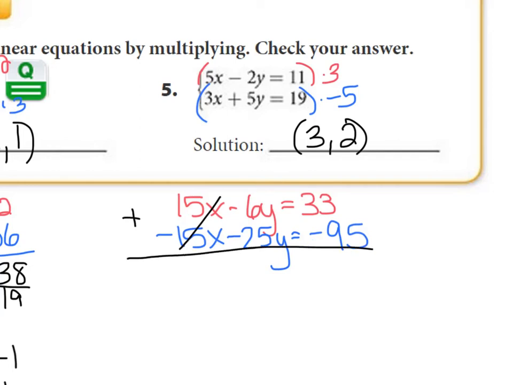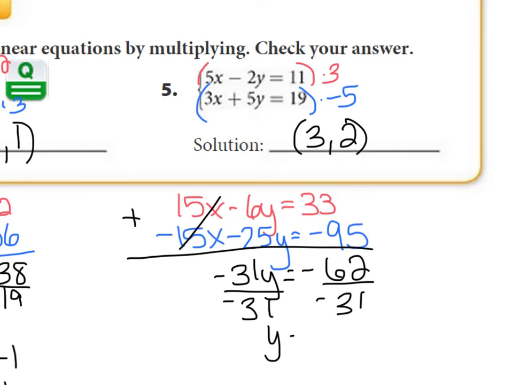Negative 6y and negative 25y makes negative 31y. And negative 95 plus 33 is a negative 62. So when we divide by negative 31 here, our y value equals a positive 2. Plugging that back in would also give us the x value of 3. But again, that's why there's going to be multiple ways that you can solve by elimination and still get the right answer.